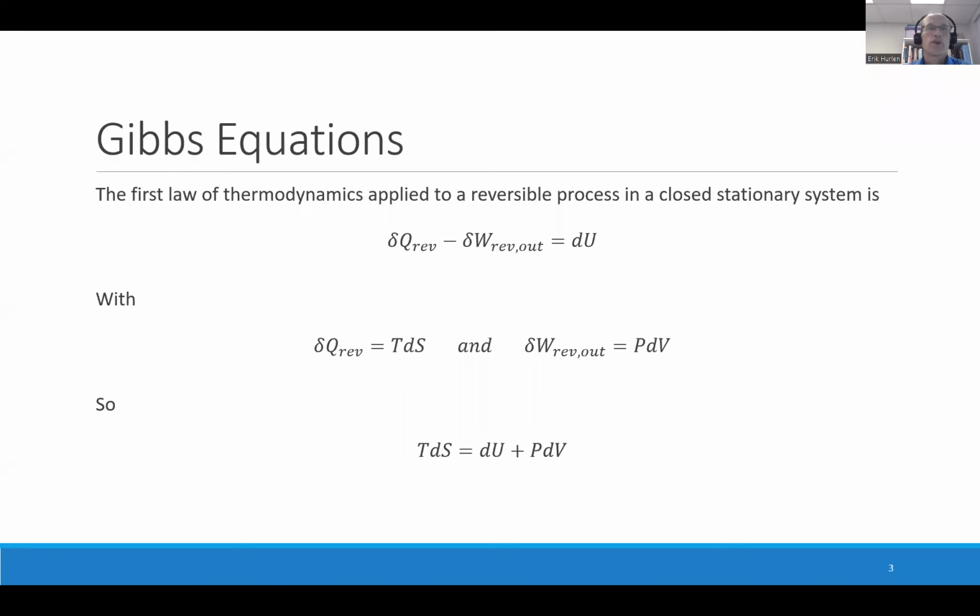If we have a reversible process in a closed system, then the overall change in energy is just the heat in minus the work out, or dU equals delta Q reversible minus delta W reversible out, the first law of thermodynamics. Then we know for a reversible process, delta Q is equal to T dS, and the reversible work is P dV. So this becomes T dS equals dU plus P dV. This is called the first Gibbs equation.